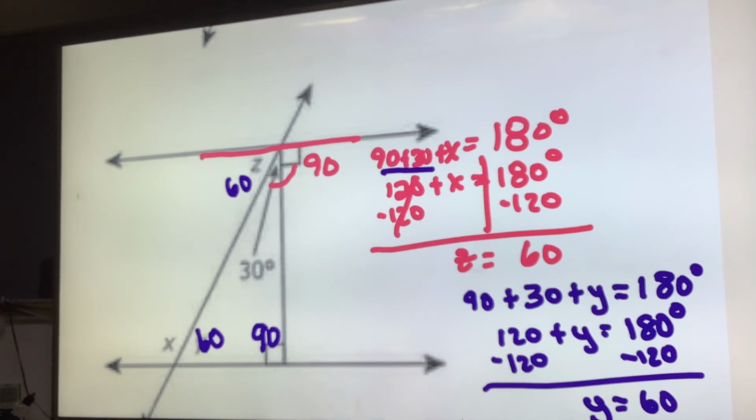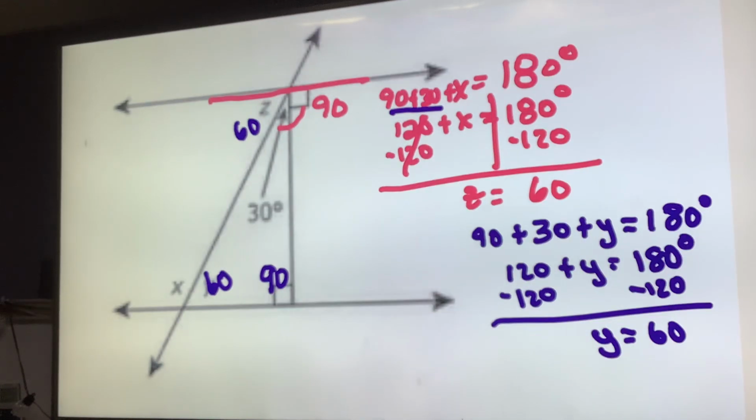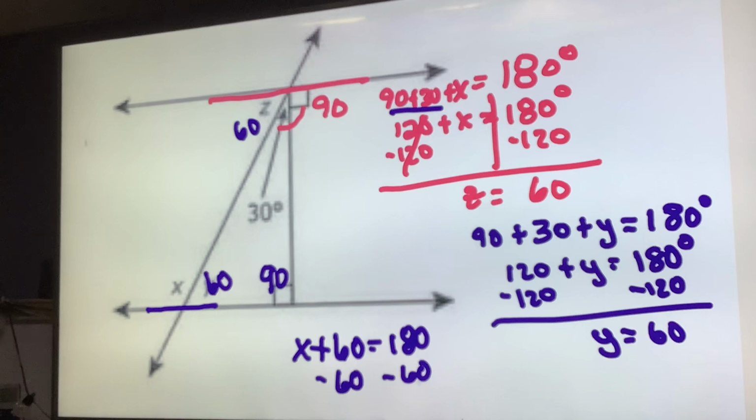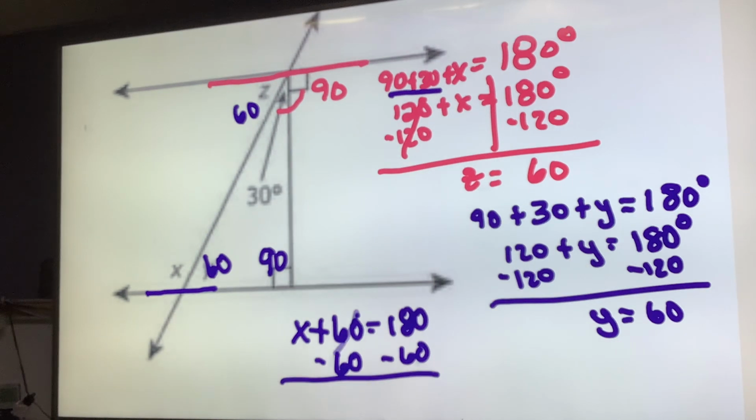Okay? Then I could say, oh, I can look right here and see this is side by side, so I know it needs to equal 180. So x plus 60 equals 180, subtract 60, and yes, you can put all these with the variables in Math Up Enter and just let it solve it for you, equals 120. So you also have that option.